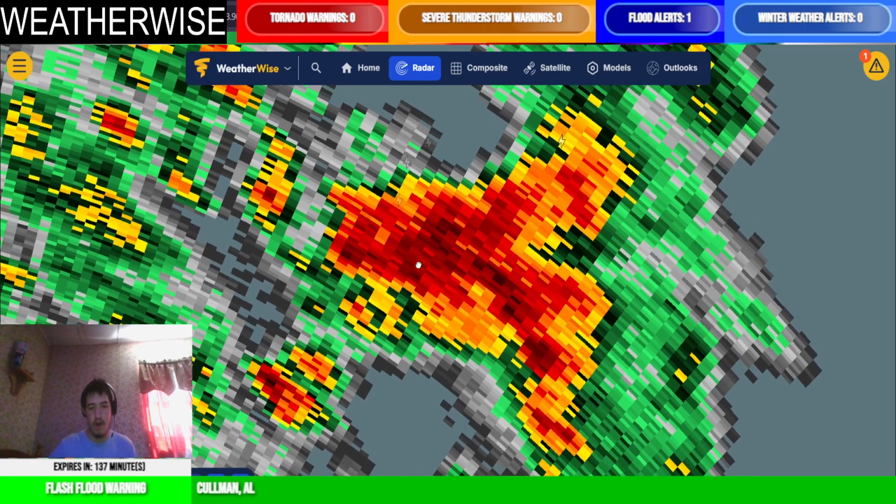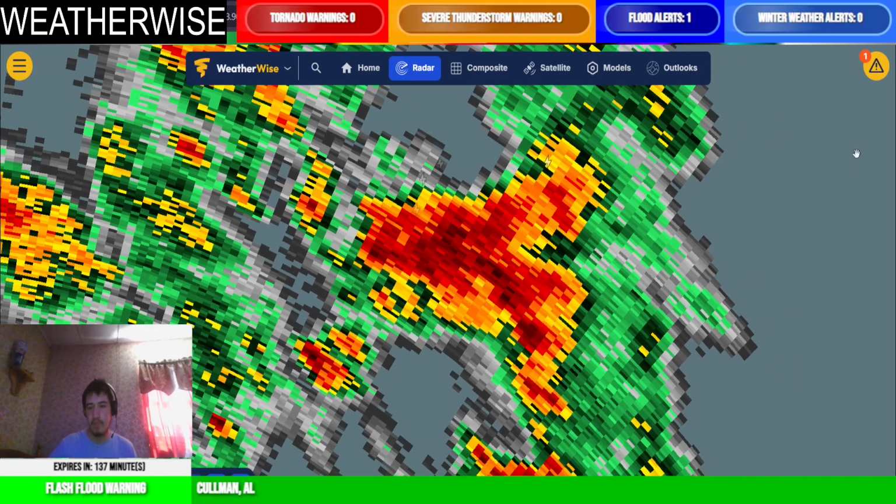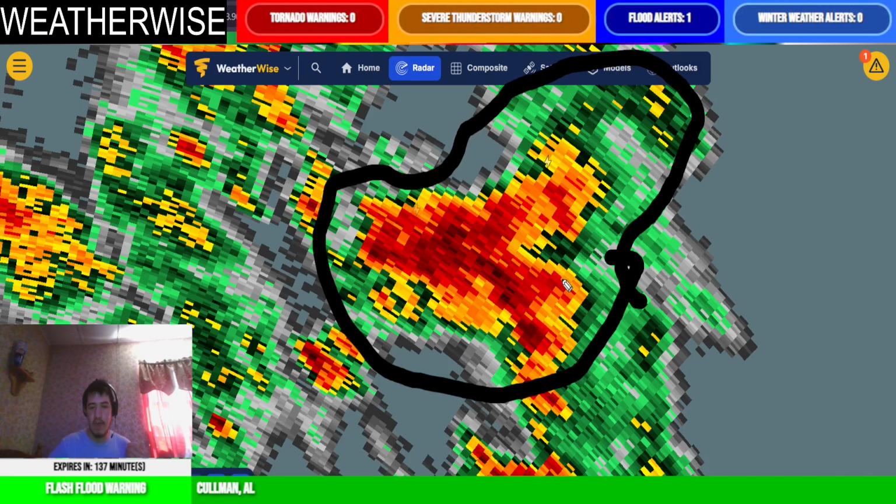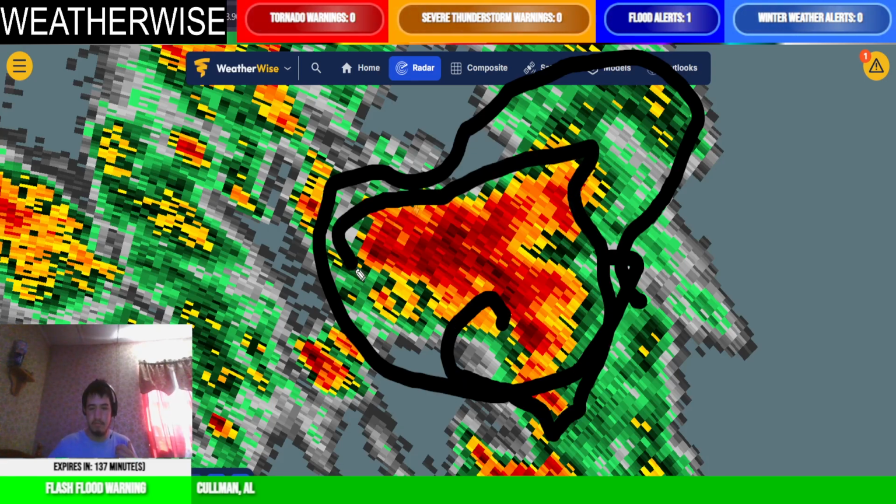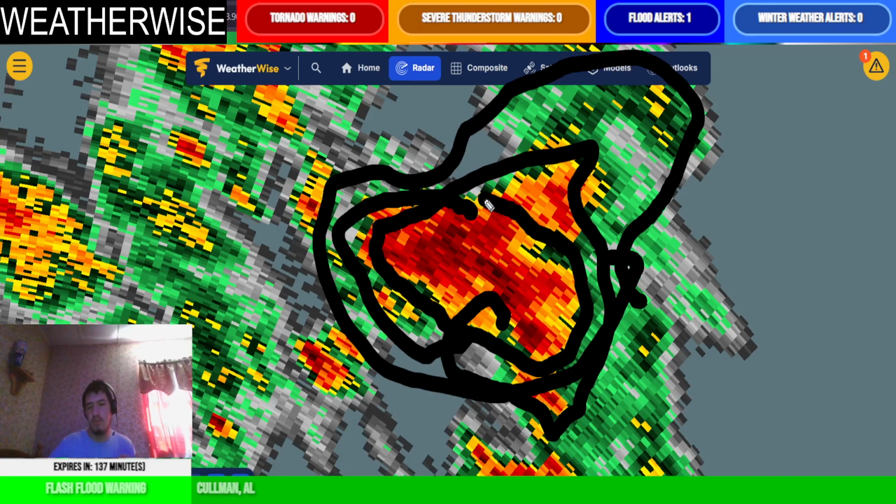So we're going to start off with reflectivity. Right now, for example, greens are light rain, and then once you get into the yellow area, that's some slight rain. Once you get to the orange, that's a little bit of moderate rain. Then once you get to red, that's heavy rain. The heavy rain is pretty much the strong part of the velocity.